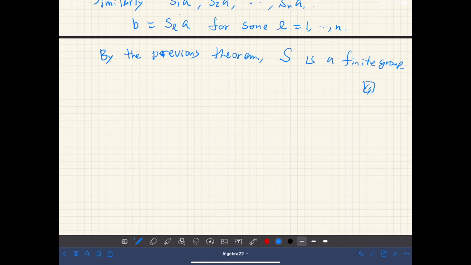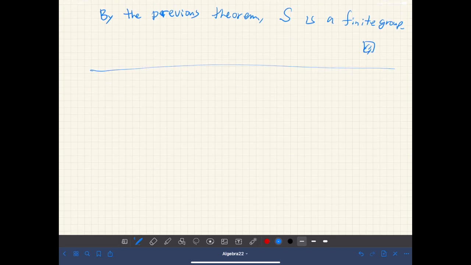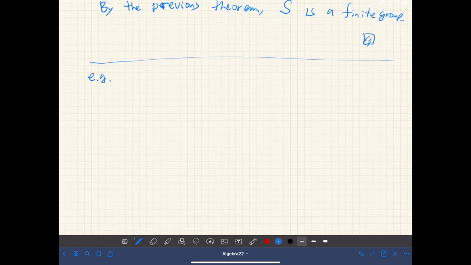Now let's see a few examples of actual groups. Let's say first example, the set of rational numbers except for 0 together with multiplication. This is just an ordinary multiplication of numbers. Then this is a group.